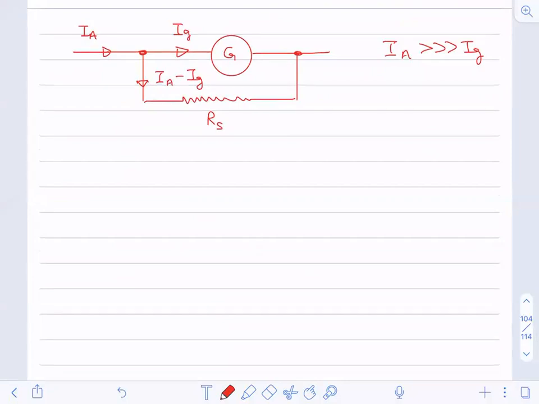Now suppose this is point A and this is point B. Can I say that the potential difference across the galvanometer is equal to the potential difference across the shunt resistor?